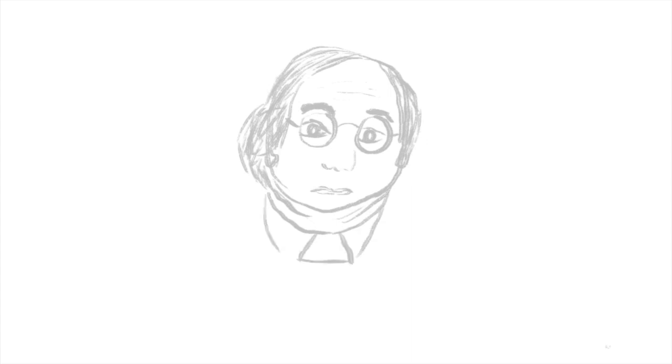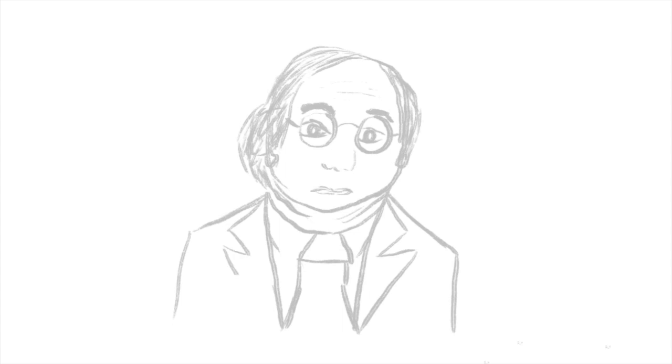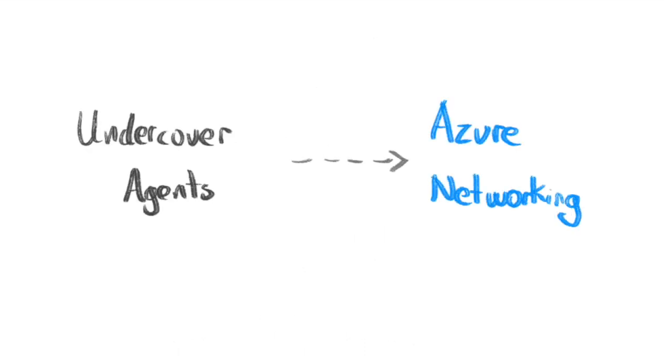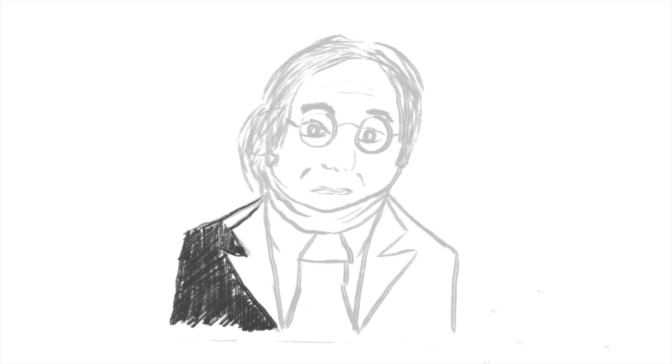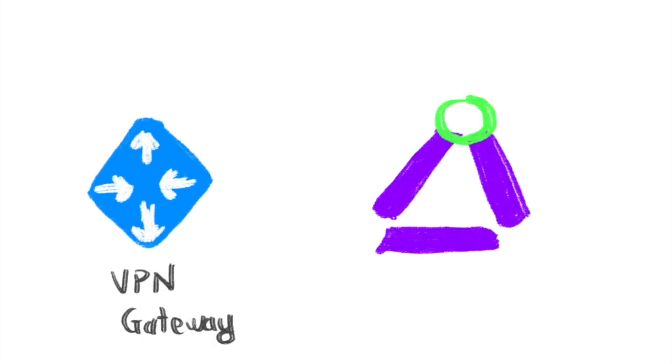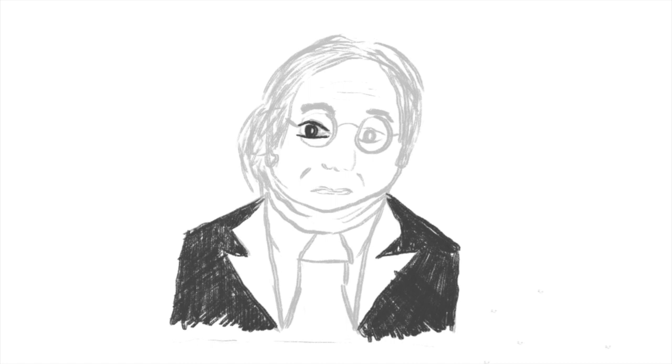Anyway, between climbing out of this rock I've been living under and studying for the Azure Architecture certification, I started thinking about the connection between undercover agents and Azure networking, or more specifically, the commonly asked question about whether one should pick VPN gateway or ExpressRoute to connect to Azure. As usual, I like to start with the basics before getting to the answer.